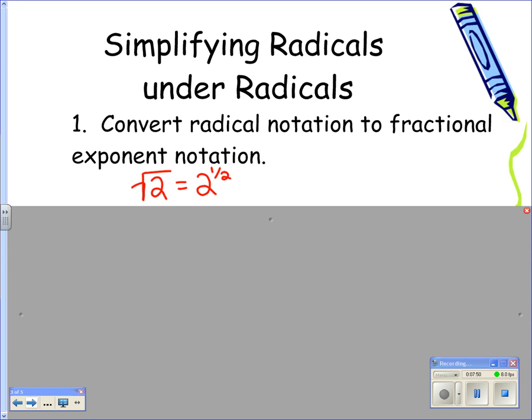You remember how to make them into exponents? You don't remember? What's the number understood right here? What's the understood number here? 1 over 2, 1/2. We've gone over this before. Yeah.